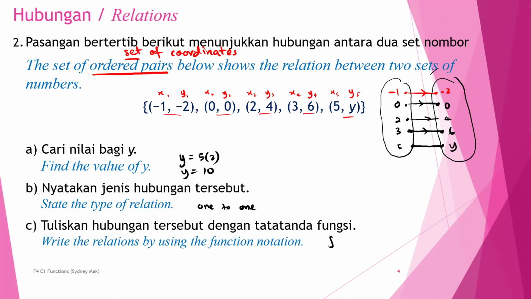Function notation means the function f(x) equals 2x, or you do it like this: f maps all our objects onto 2x. This is the function notation. Or you write y equals 2x, or we write f(x) equals 2x.